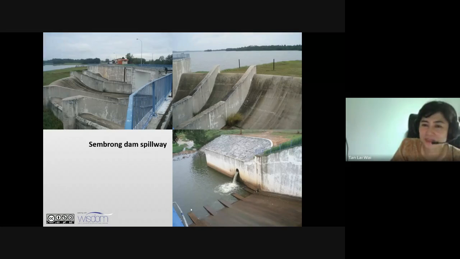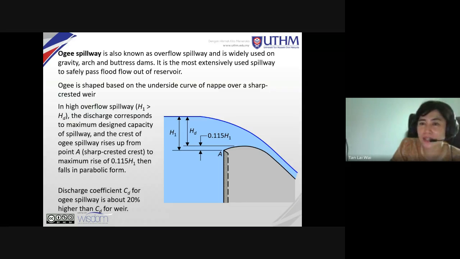So you have examples of spillway here. You can go through this. This is on the design part. This is not in detail. This is just an example. There are many more examples of spillway. This is just one I'm showing you. Of course, H1 is the height of water above the crest.